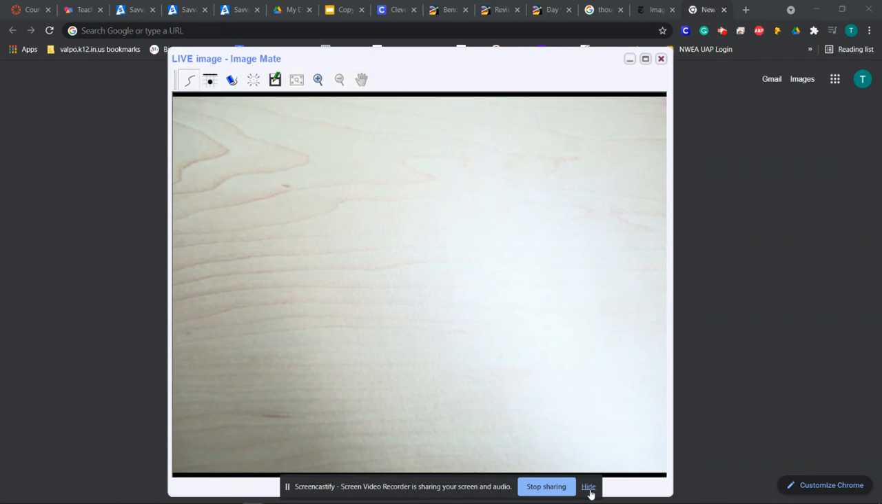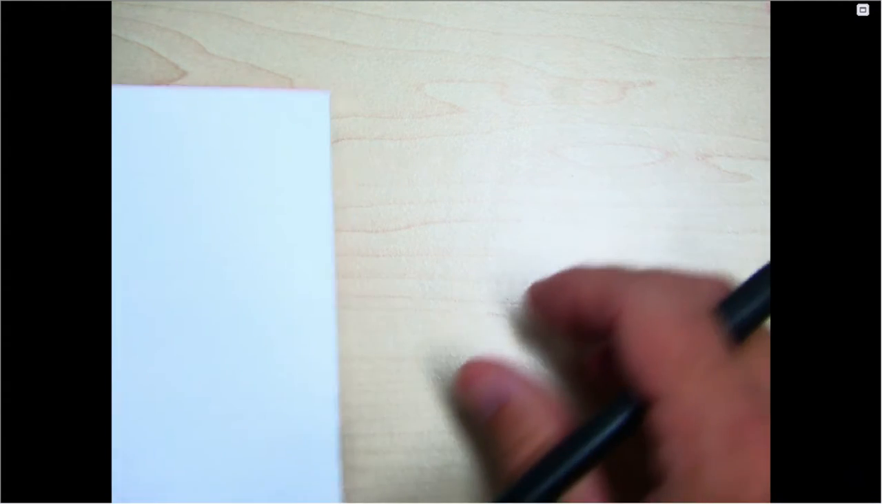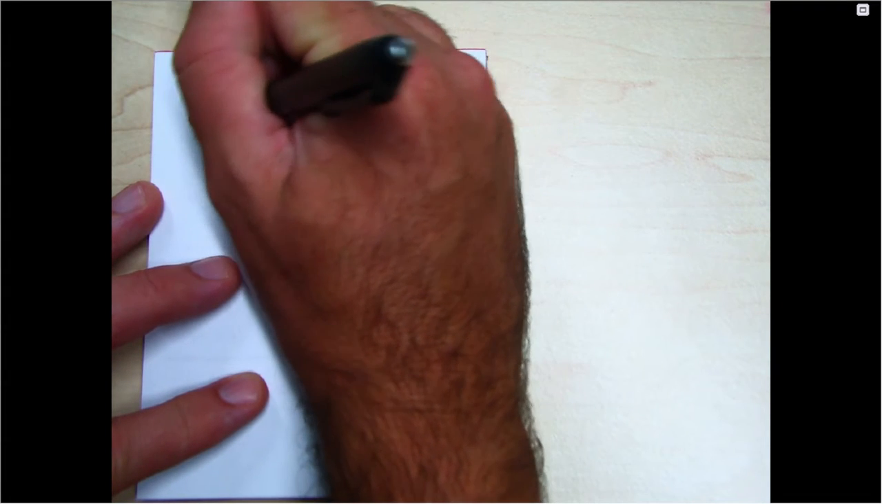Right, ladies and gentlemen, we're ready for today's math lesson, which is going to be all about the commutative property. And what is the commutative property? Well, let's look at the word first.